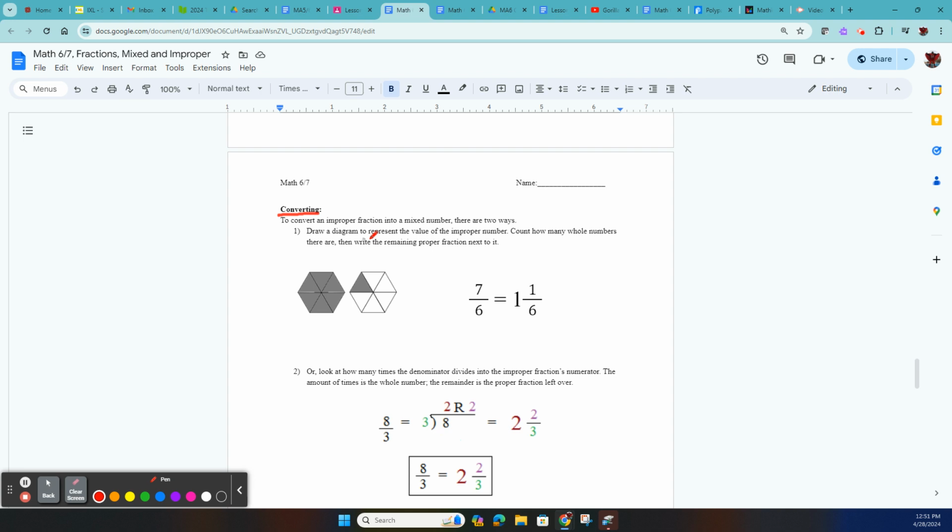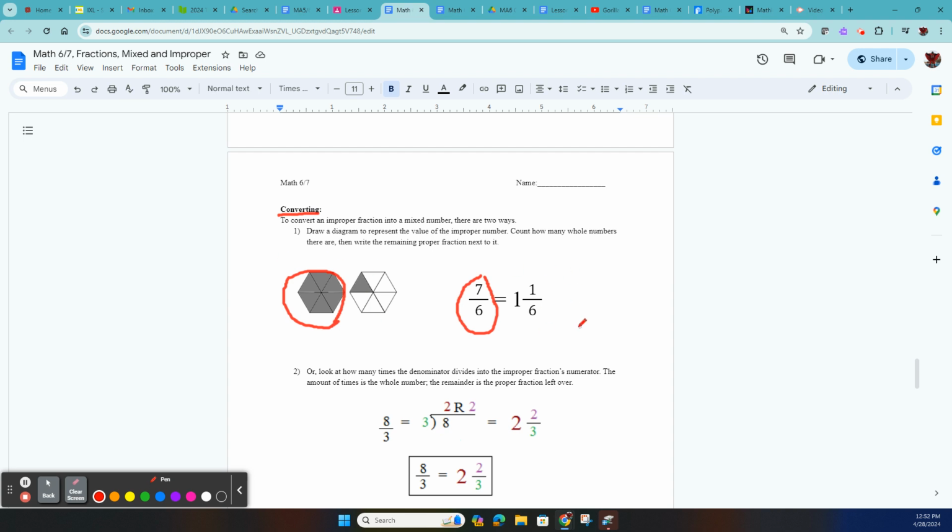Number 1, you can draw a diagram to represent the value of the improper number, and then you count how many wholes there are. So I've got 7/6. Well, here's 7/6. 1, 2, 3, 4, 5, 6, 7, 7/6. Easy. But then if I want to convert that to a mixed number, well, I can see that I have 1 whole, boom, and then what's left over? Only 1/6, boom. So drawing the diagram is a great way of showing how an improper fraction is also a mixed number.